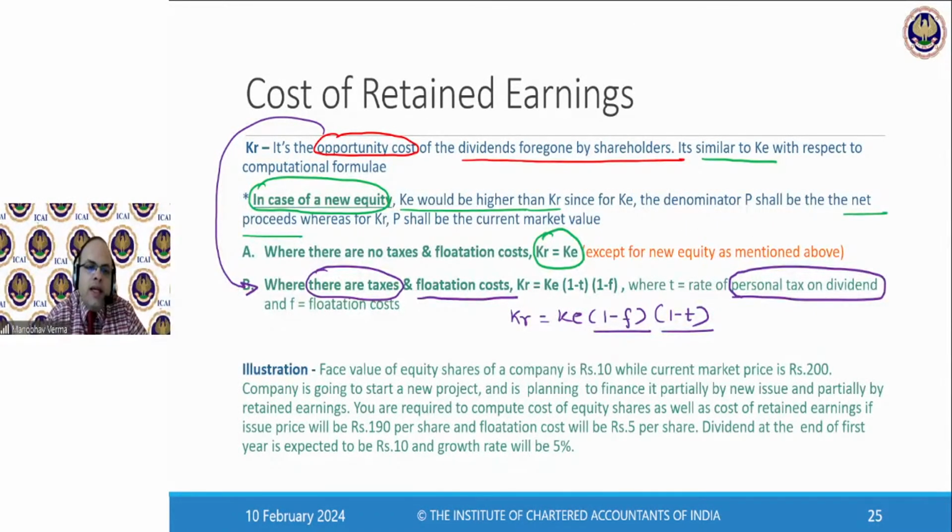So let's do one thing. Let's take an illustration here. I guess you can read a small illustration on my screen. The face value of equity shares of a company is 10 rupees, whereas the current market price is 200. Now, the company is going to start a new project. That already raises my eyebrows, talking about a new project. That means some funding may have to come from somewhere. It is planning to finance it partially by a new issue and partially by retained earnings.